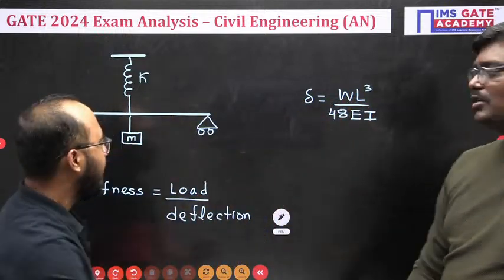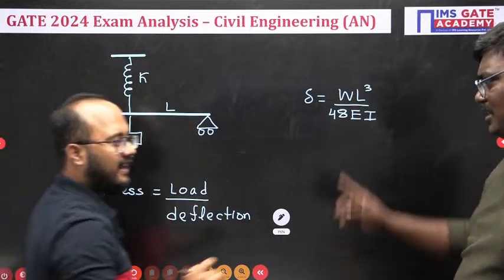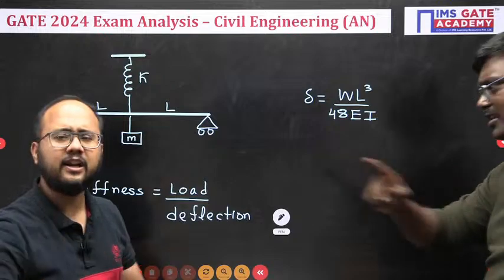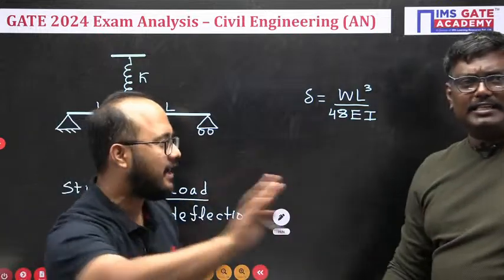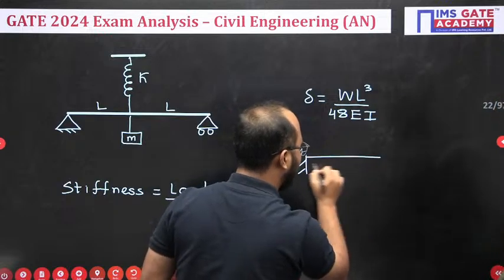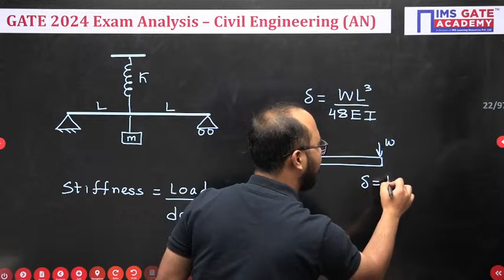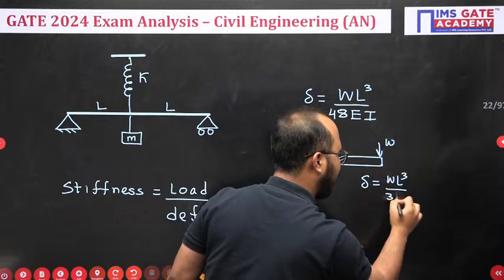Remember one more thing, the length was given as L. I think you have covered these kinds of questions in the quick revision. Let me tell you one basic thing. The case we discussed in the class was the cantilever beam. If the load placed is W, in this case the deflection is WL cube by 3EI. Yes, absolutely, just a formula change.